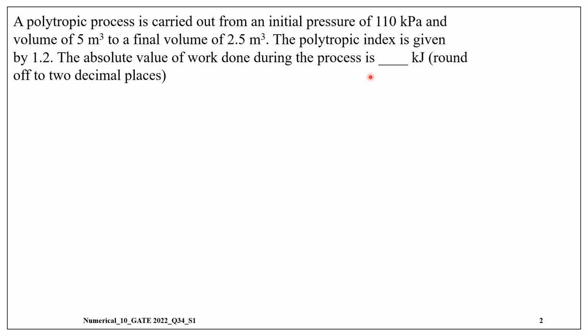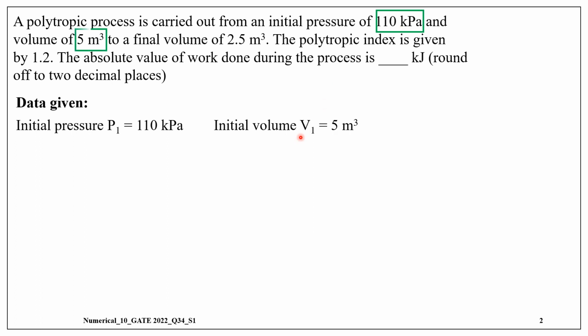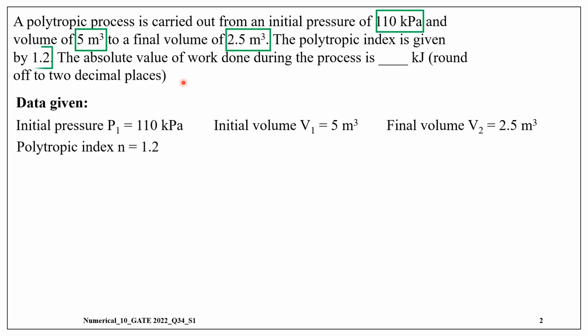To solve a problem, the first step is to write the data given. Initial pressure denoted as P1 is given as 110 kPa. And initial volume denoted as V1 is given as 5 meter cube. Final volume V2 is given as 2.5 meter cube. And the index n is given as 1.2.